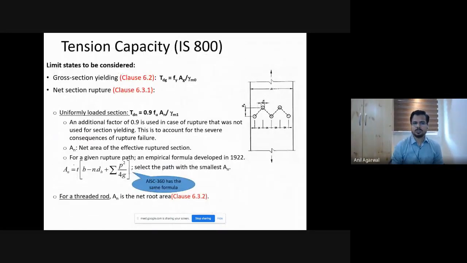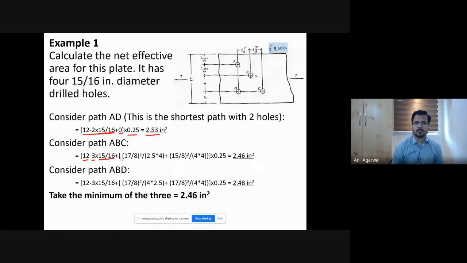Sorry, p square by 4g. You can also call it s square by 4g. P square by 4g component. So you have to do p square by 4g for this inclined path, and then p square by 4g for this inclined path.